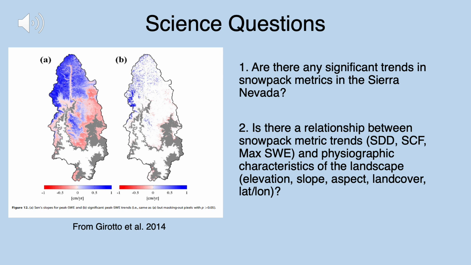On the left here is a figure pulled from Manuela Girotto in 2014, doing a Mann-Kendall analysis in the Kern River Basin, with the blue representing a positive trend and the red representing a negative trend. And we hope to create maps that look similar to this. And second, is there a relationship between the significant trends and the physiographic characteristics of the landscape, such as elevation, slope, aspect, land cover, and latitude and longitude?